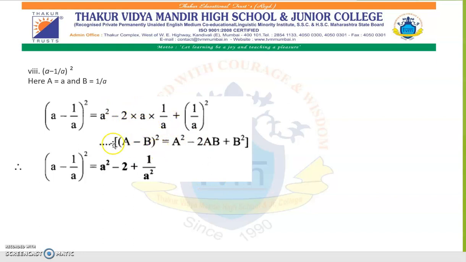We will a and a cancel. We get a square minus 2 into 1 is 2 itself. When we open the bracket, square of 1 is 1. Square of a into a is a square.